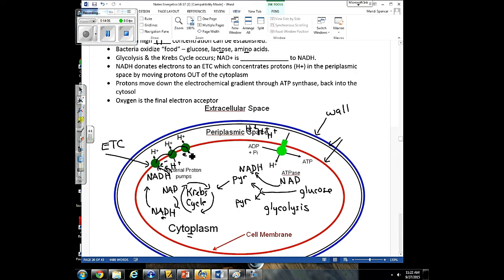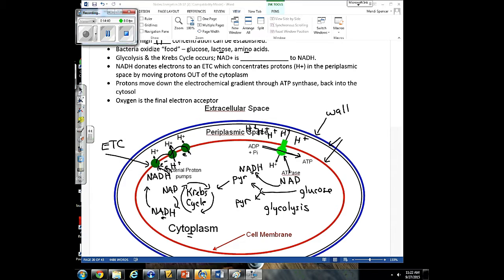As they're passed, hydrogen ions are being pumped into that periplasmic space. And again, we're getting a high concentration. We have an acidic environment there. And these protons are going to float down their electrochemical gradient back into the cytoplasm. And in the process, ATP synthase, which you can see right here, is going to phosphorylate ADP.